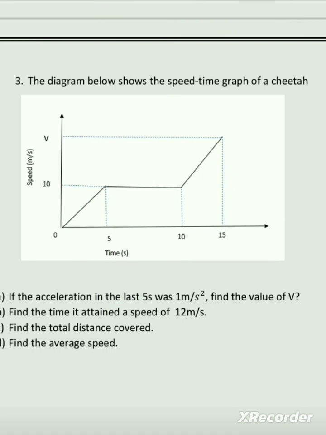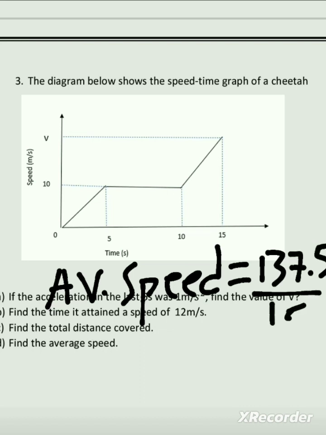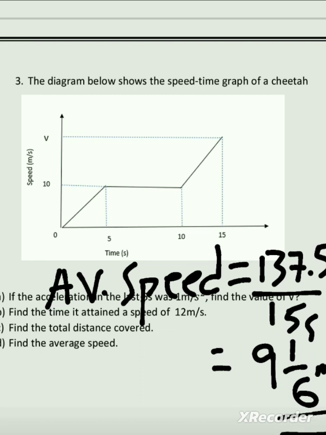Last question, find the average speed. Average speed is total distance over total time. So what's the total distance? Total distance we calculated is 137.5. Total time is 15 seconds. When you calculate here, 15 into 137, it's 9, remainder 1 over 6, meters per second. If you want, you can write it as a decimal. I've just run out of energy to do that.